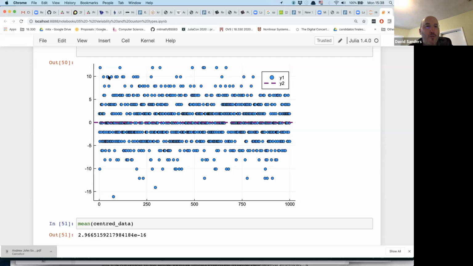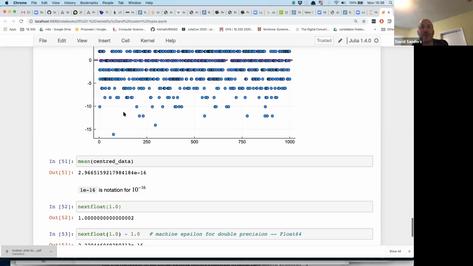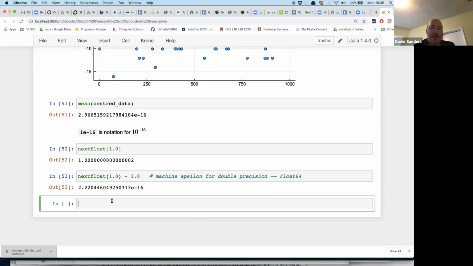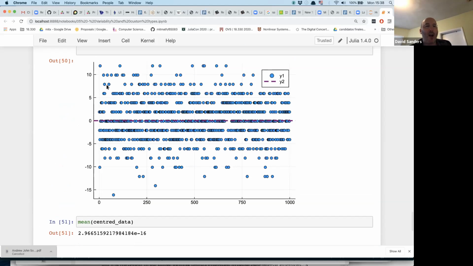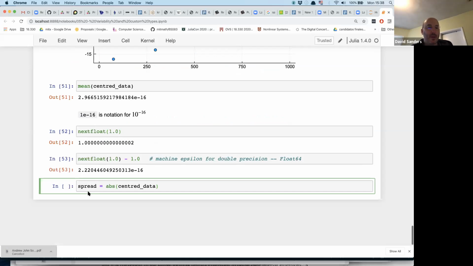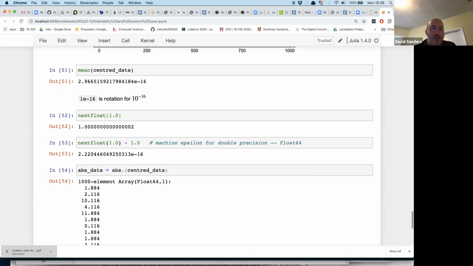So I want to know how far away is the center data. So how do I calculate the distance? Well, it's some kind of absolute value, right? So I need the distance. Let's call it the spread, the absolute value of the center data. That's like, how far away am I? So let's call that abs data. So how do I apply the absolute function to each element of the center data? Again, I use the dot: abs dot of center data.